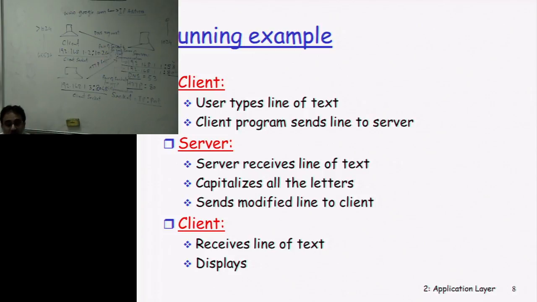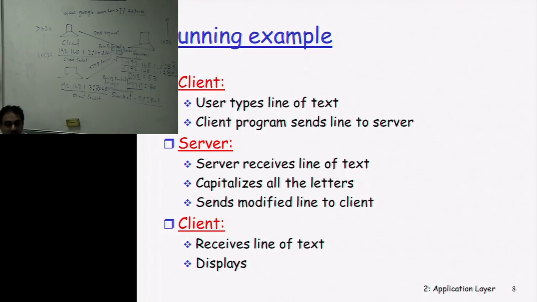On the server, another server process will be listening for the requests which are coming from the client processes. The server will receive the line of text. Who will receive it on the server? The server process. It will receive the line of text and give it to another process whose job is to capitalize all the letters. The letters typed by this client are small letters. The server process will receive those small letters and convert them into capital letters. Clear? And it will send back the modified line to the client.